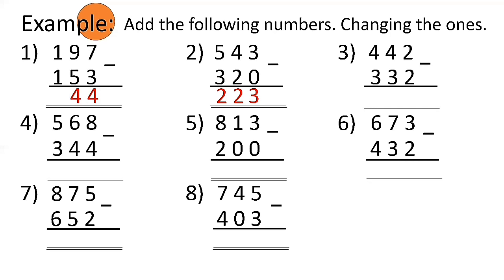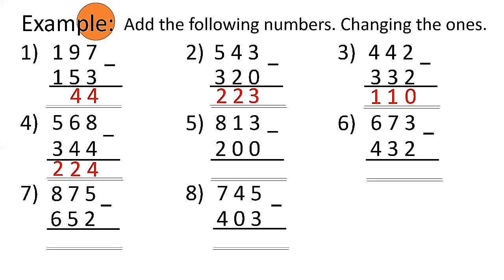Number 3, 442 minus 332. 2 minus 2 is 0. 4 minus 3 is 1, and 4 minus 3 is 1. So our answer here is 110. Number 4, 568 minus 344. 8 minus 4 is 4. 6 minus 4 is 2. And 5 minus 3 is 2. And our answer is 224.